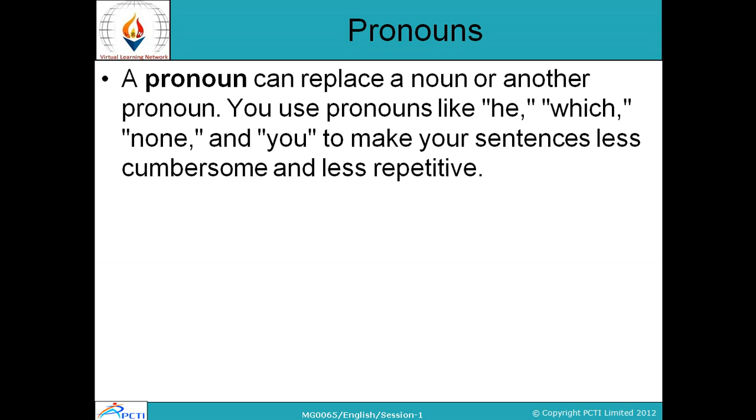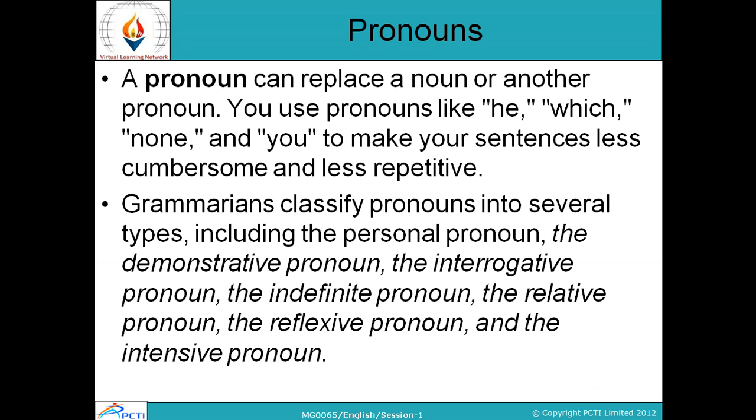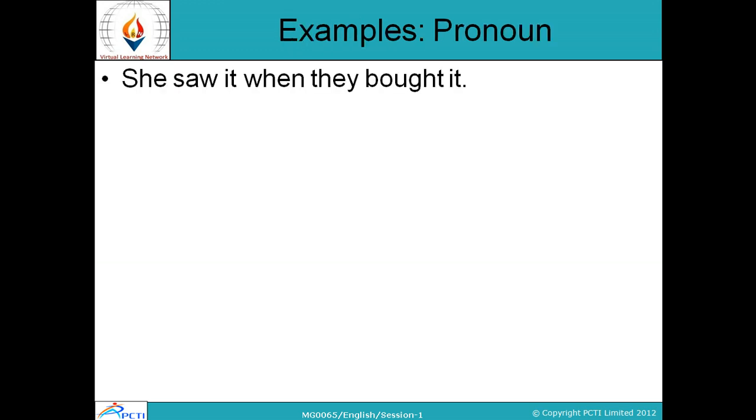Alright. Now, let us see more classification. Many grammarians have classified pronouns into several types, including the personal pronouns, the demonstrative pronoun, the interrogative pronoun, the indefinite pronoun, relative pronoun, reflexive pronoun, and the intensive pronouns. Let us have some examples.